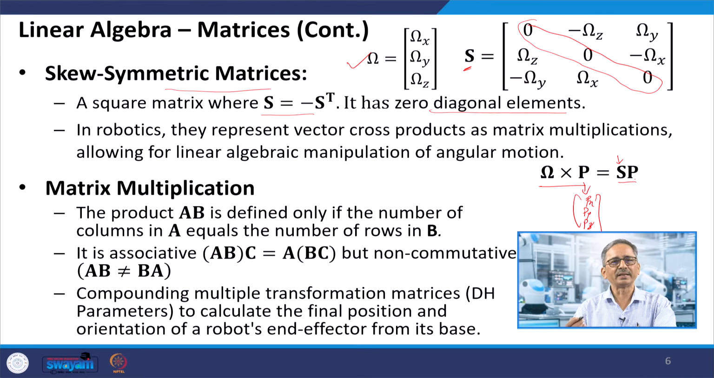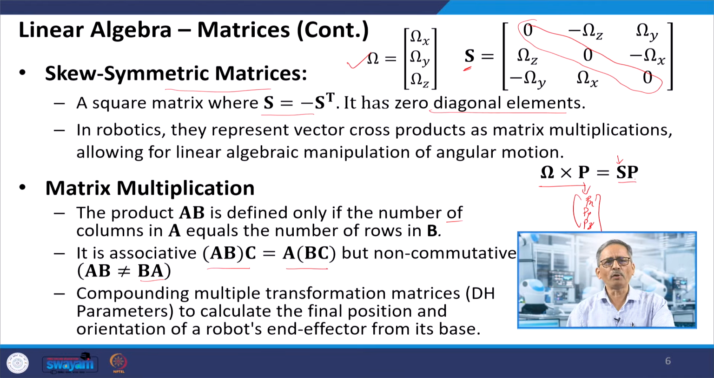Okay, next important concept is matrix multiplication. The product AB, as all of you must be knowing, is defined only if the number of columns in A is equal to the number of rows in B. And it is associative, that is, you can form association here this way, but it is non-commutative, that is, AB is not equal to BA.